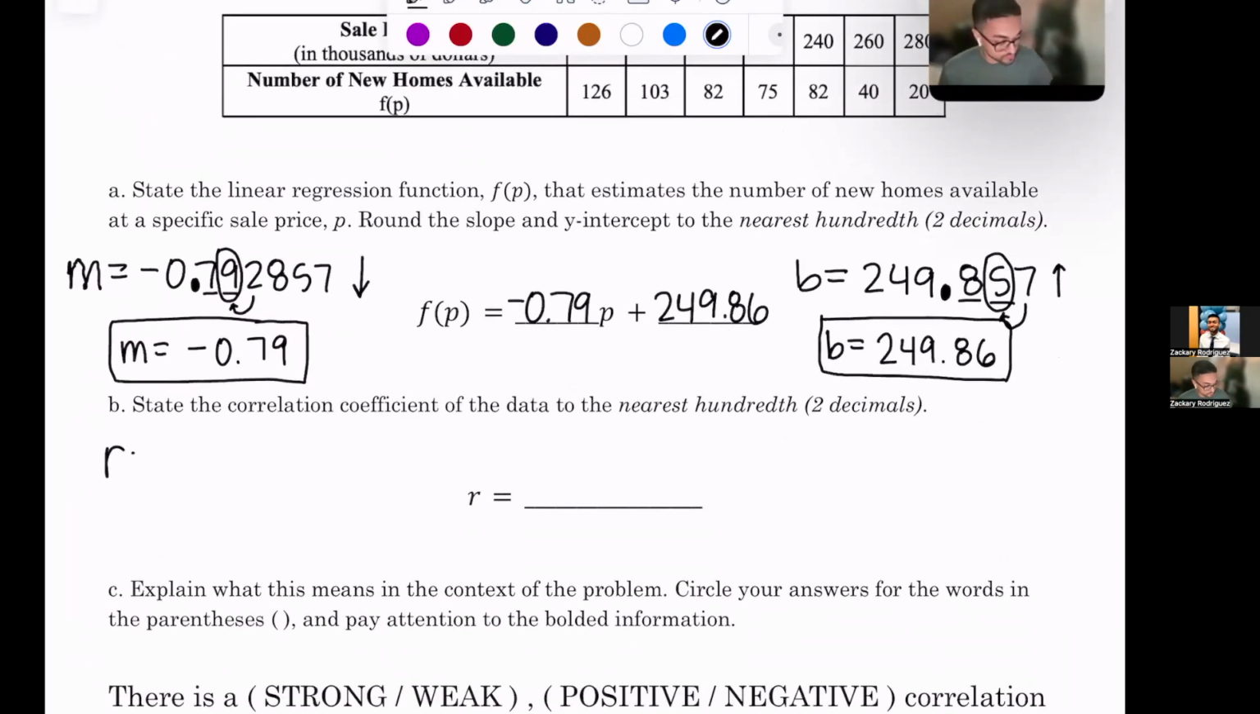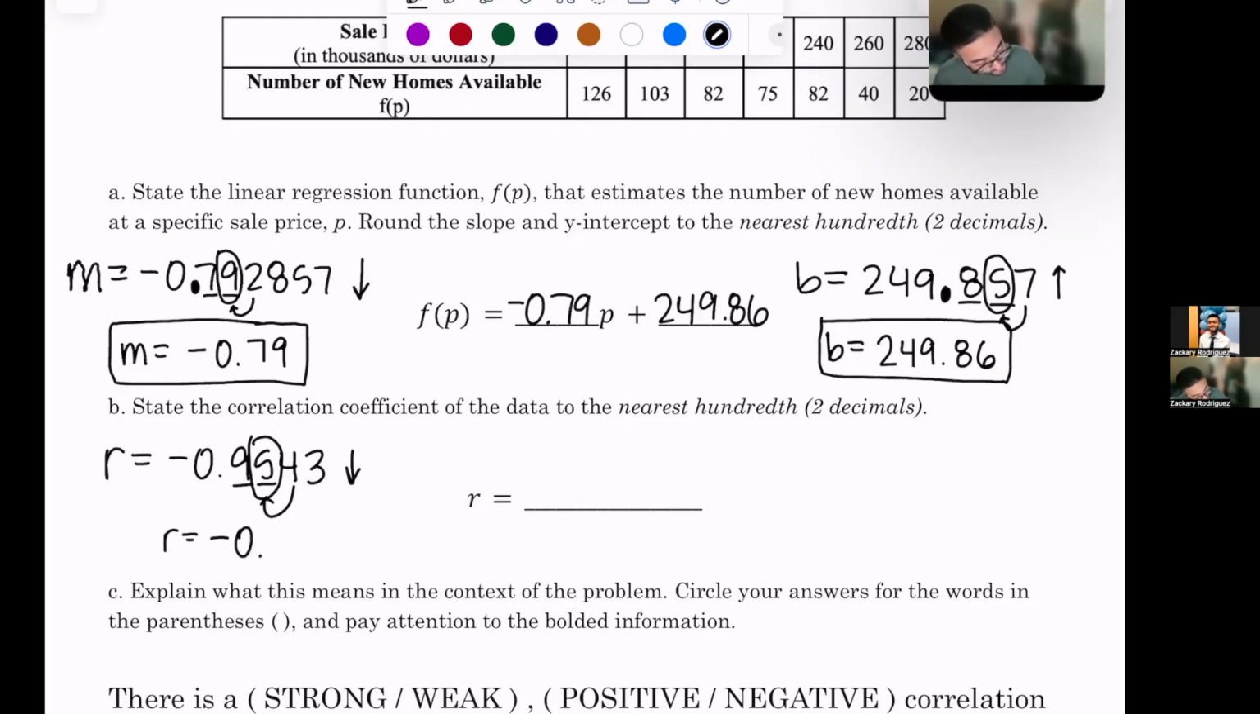The correlation coefficient from Desmos, negative 0.9543. Round to the nearest hundredth, 2 decimals. So we circle the second decimal. Look at the number after it, that's a 4. We don't change the 5. We keep it the same, we round down. Negative 0.95. Write it down the line. Negative 0.95.